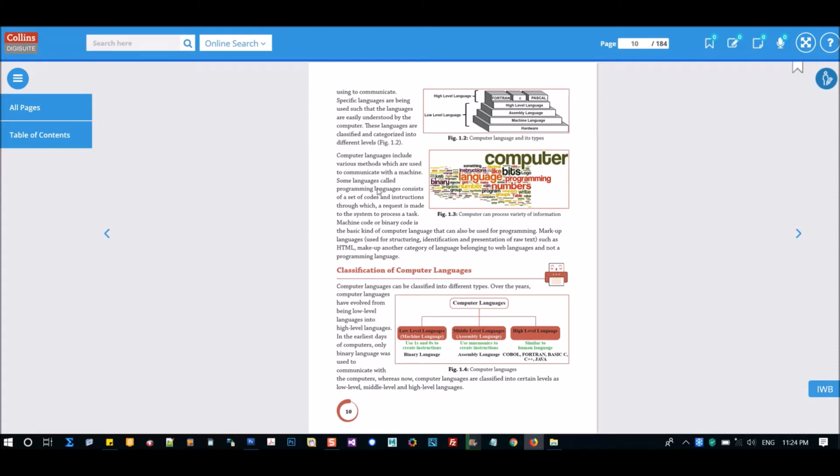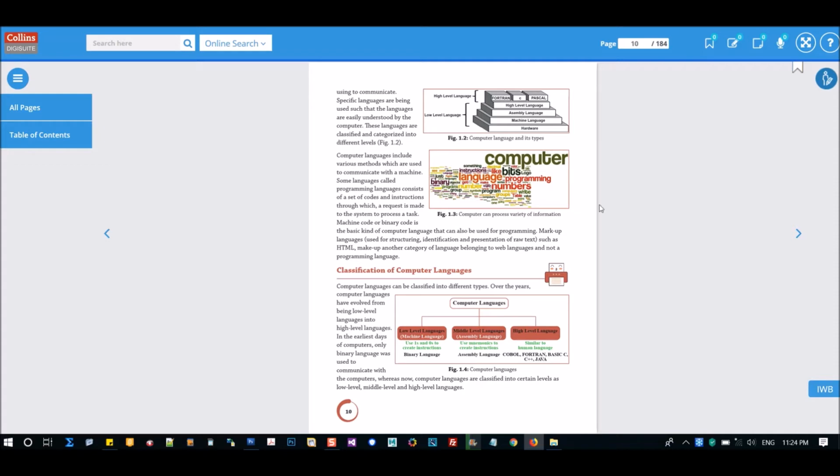Some languages, called programming languages, consist of a set of codes and instructions through which a request is made to the system to process a task. Machine code or binary code is the basic kind of computer language that can also be used for programming. Markup languages, used for structuring, identification, and presentation of raw text such as HTML, make up another category of language belonging to web languages, and another programming language.